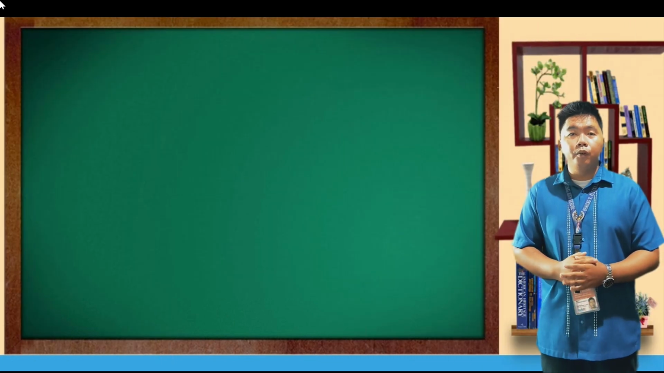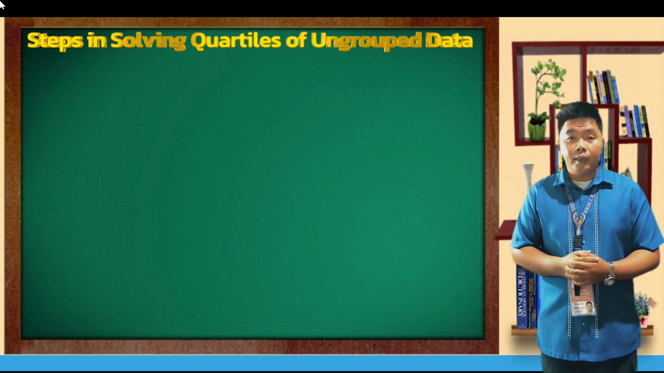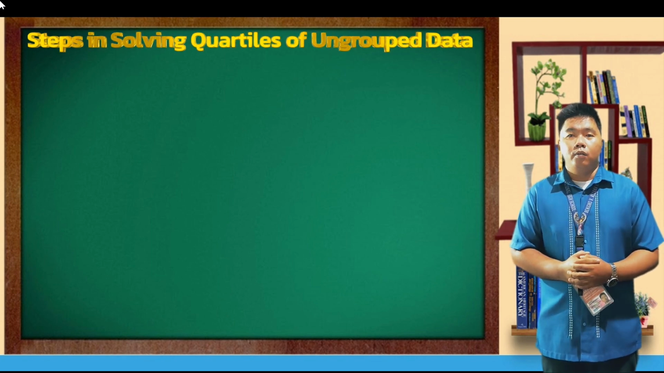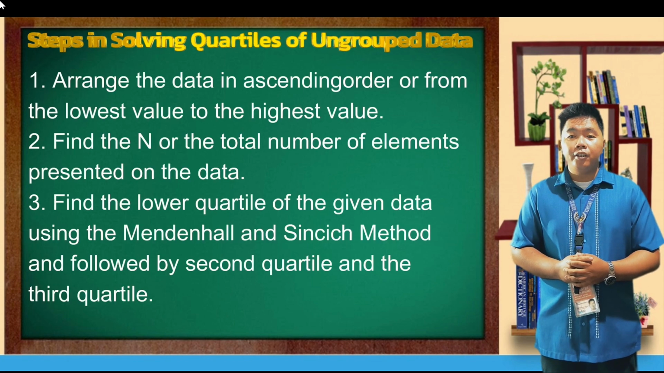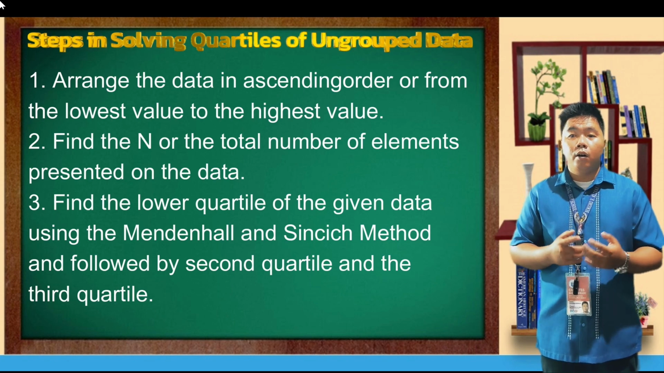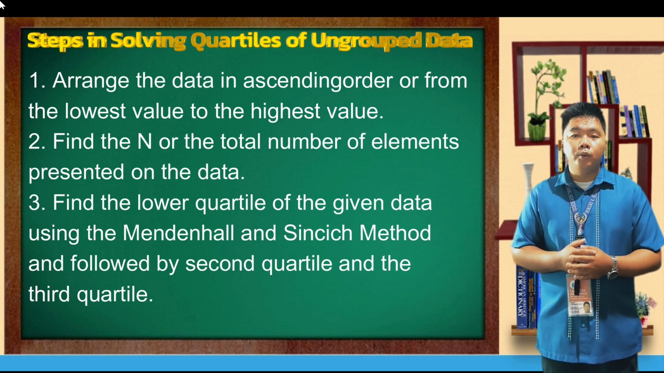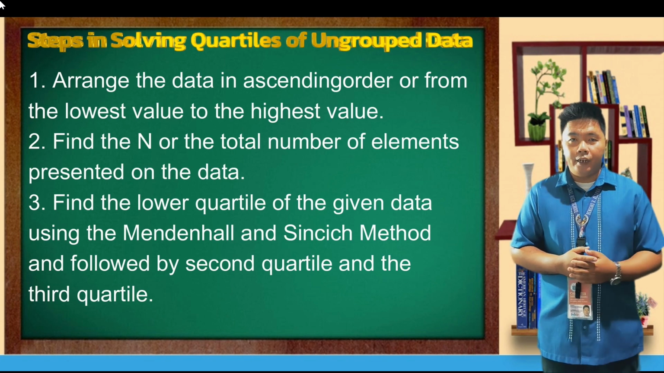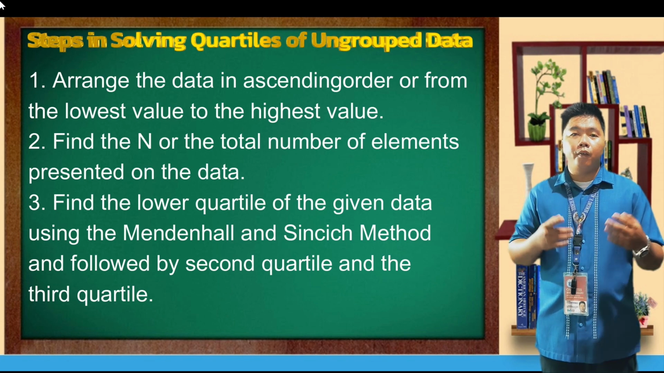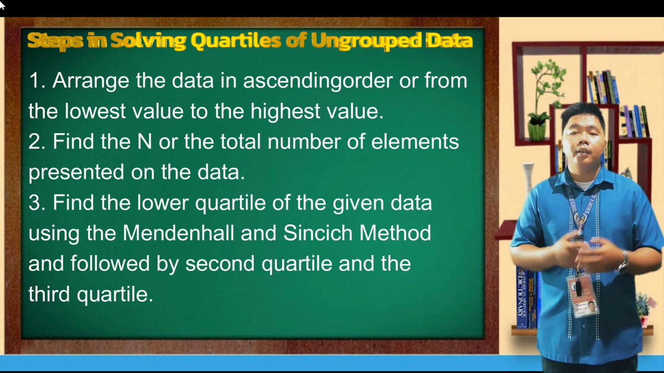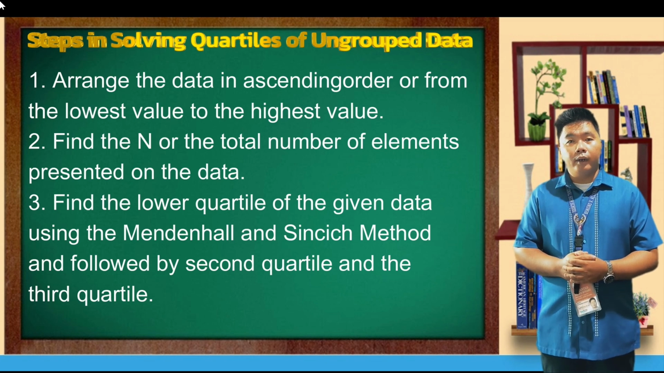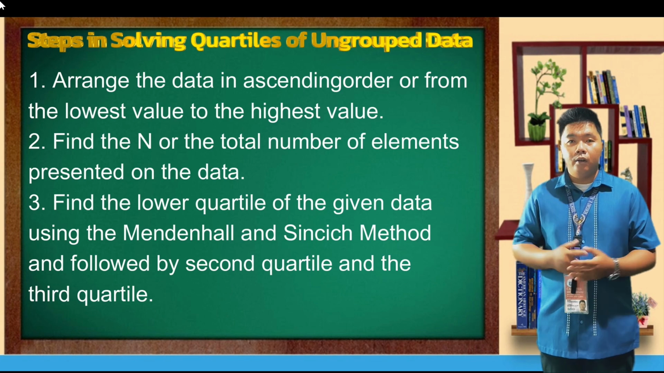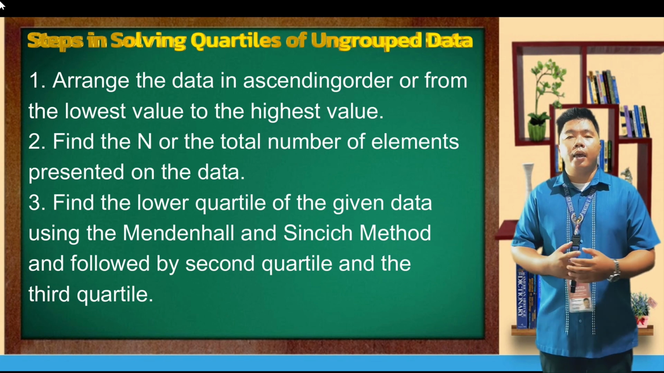Okay, so learners, let's move with the steps to solve the quartiles of the given set of data. So the first one, if you have an ungrouped data, you should be arranging the data in ascending order or from the lowest value to the highest value. After that, second one, find the number of n or the total number of elements presented in the data. Okay, so third step is to find the lower quartile of the given data using the Mendenhall and Sincich method, and followed by your second quartile and the third quartile.